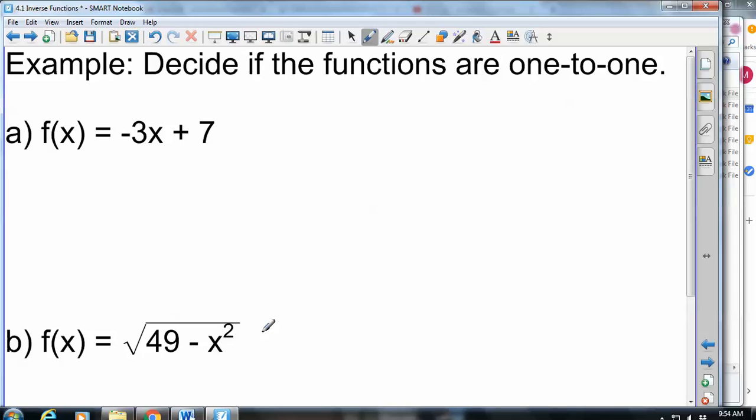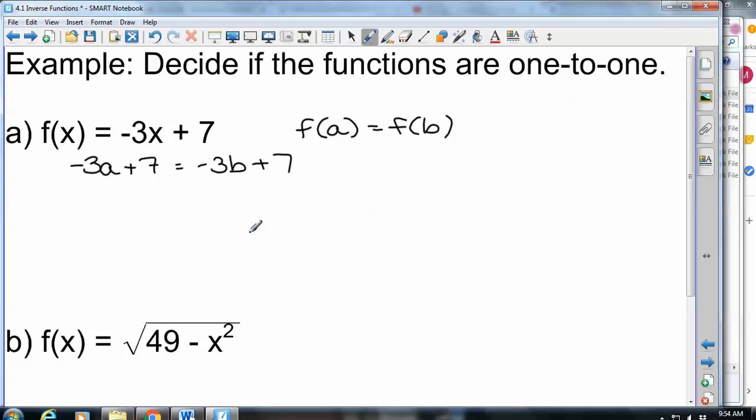So for example, here is my function. To decide if this equation is one-to-one, we are going to set f of a equal to f of b. We're going to say, okay, let's assume two y values are the same. So f of a would be going to this equation and replacing your x with an a. F of b, you go to this and you replace your x with a b. So we've just said two y values are equal. Now what we're going to do is just solve this thing for a.